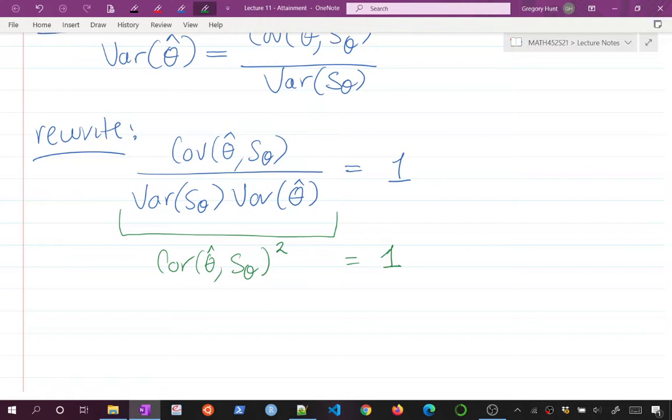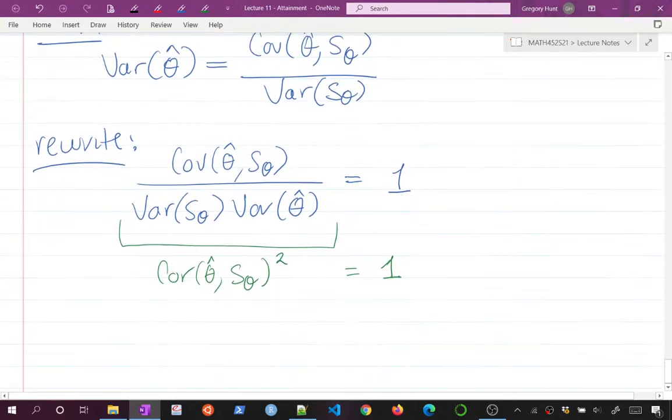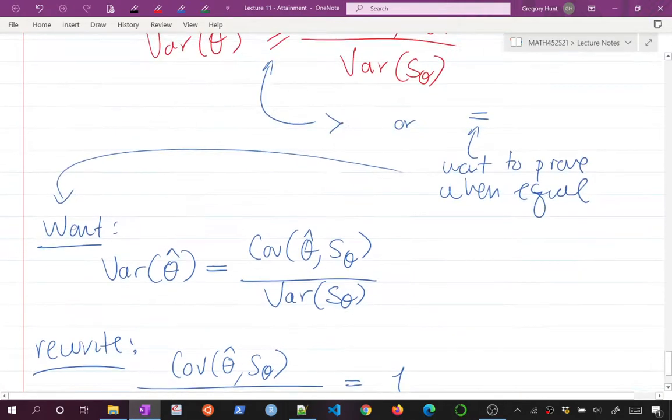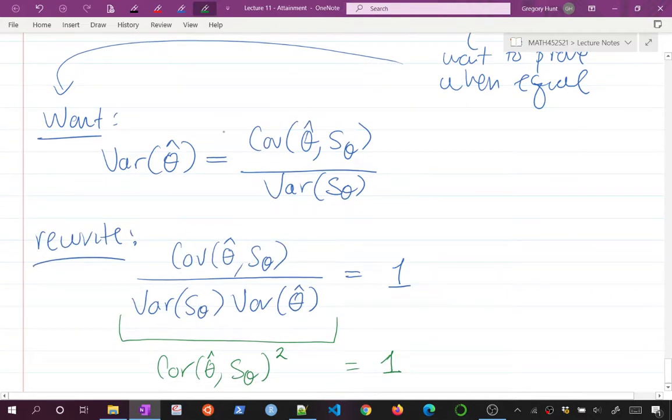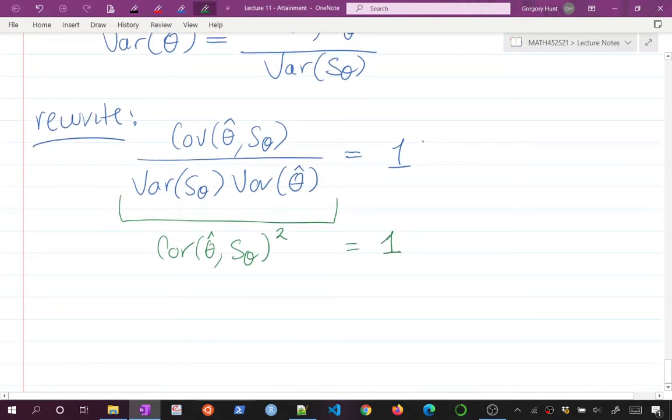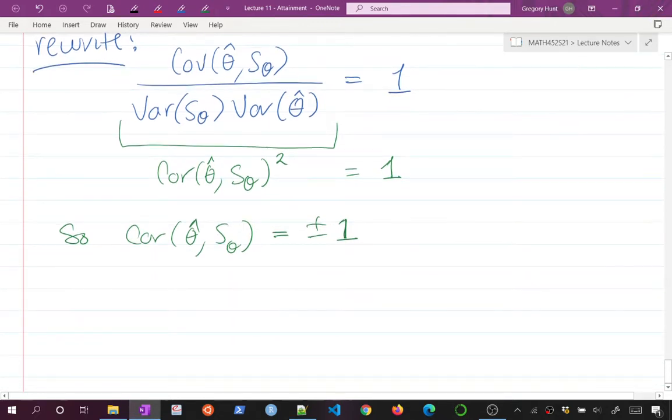And I'm saying if my theta hat achieves the Cramer-Rao lower bound, this squared correlation must be equal to 1. We want it to be equal, not greater than, which means that this whole thing has to be equal to 1 upon rearrangement. If the square of this thing is 1, the correlation between theta hat and S theta is equal to plus or minus 1. We don't really know the sign.